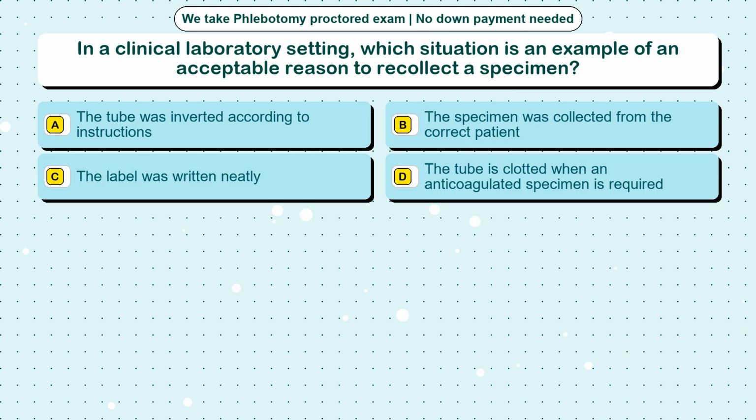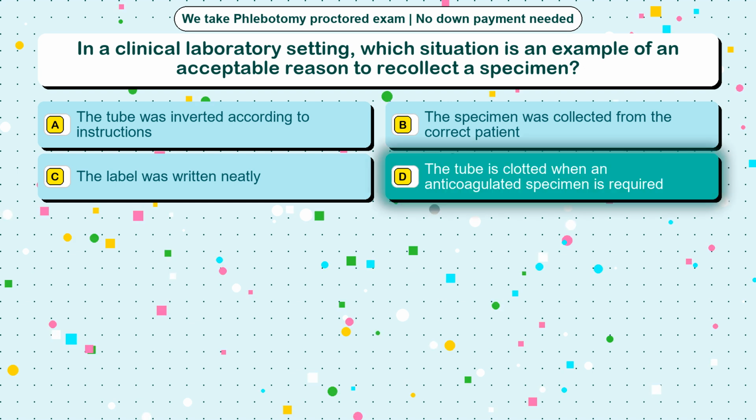Question 43. In a clinical laboratory setting, which situation is an example of an acceptable reason to recollect a specimen? Option A. The tube was inverted according to instructions. Option B. The specimen was collected from the correct patient. Option C. The label was written neatly. Option D. The tube is clotted when an anticoagulated specimen is required.